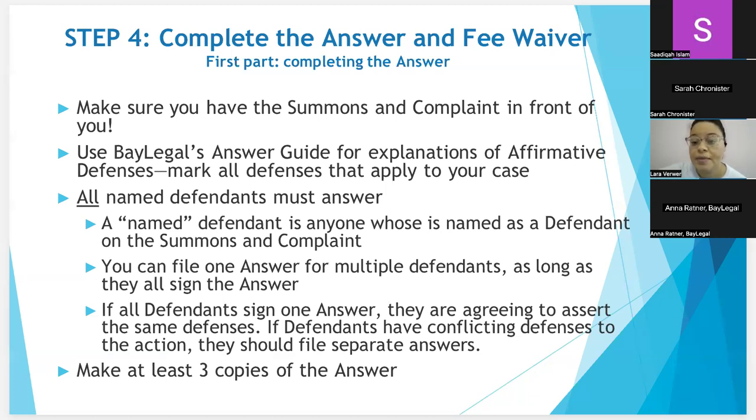A defendant can make 3 copies of the answer. It's best to keep a copy for themselves, 1 for the court, and 1 for the opposing counsel, whom they do need to serve their answer on. Next slide.